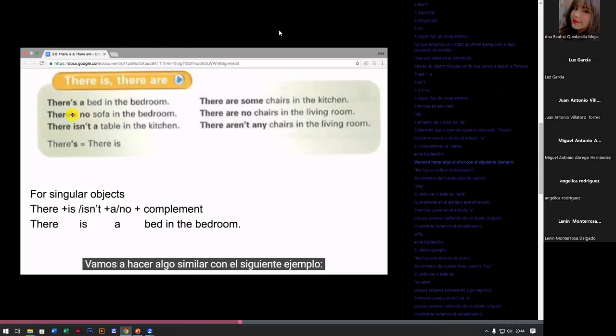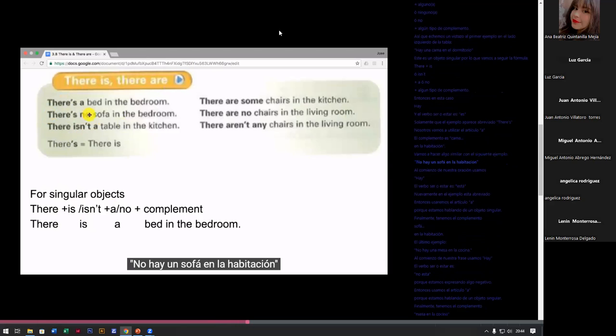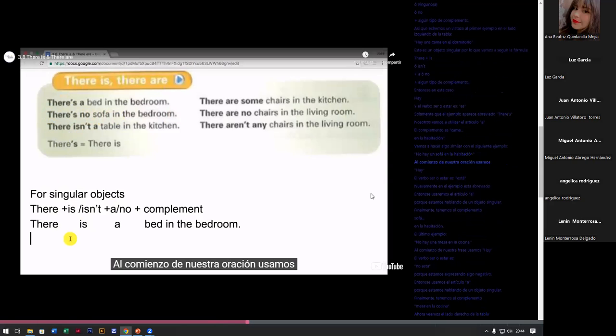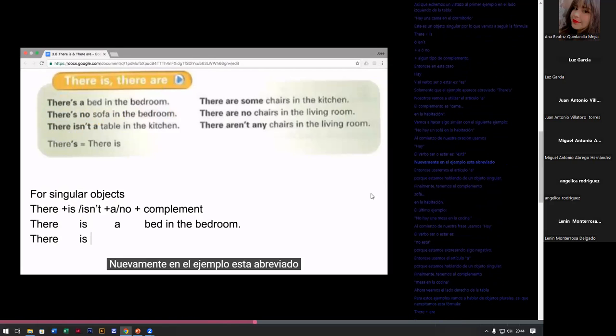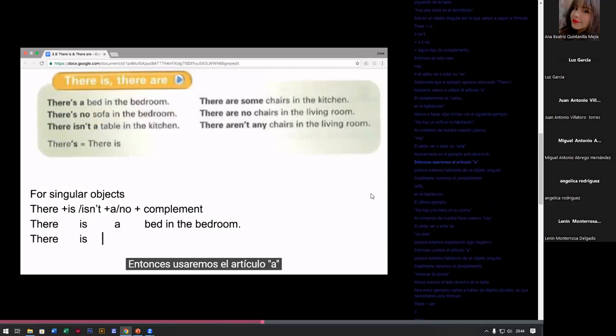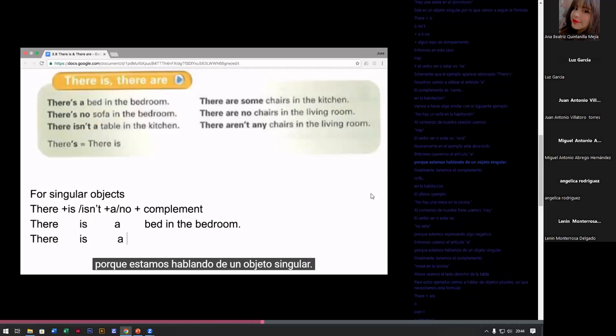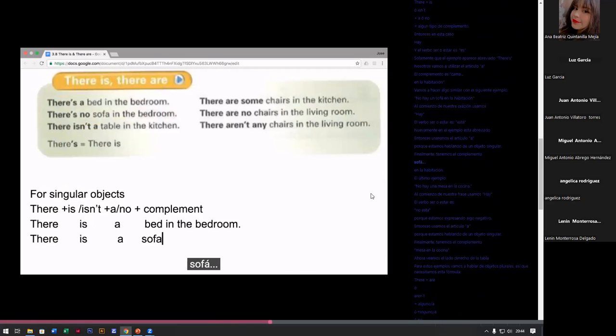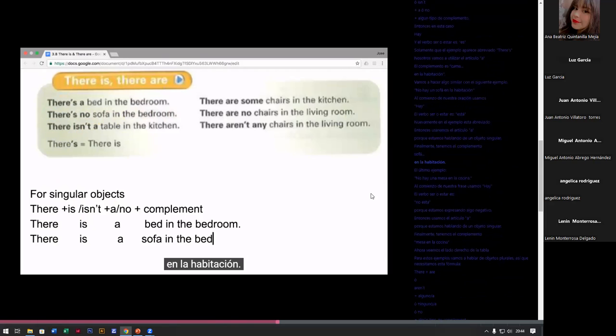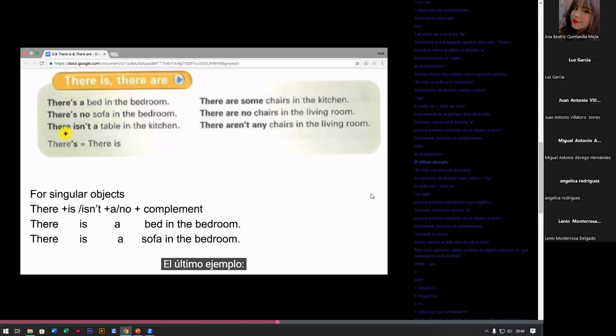We're going to do something similar with the next example. There's no sofa in the bedroom. At the beginning of our sentence, we have there. The verb to be is. Once again, in the example is is contracted. Then we will use the article a, because we're talking about a singular object. Finally, we have the complement. Sofa in the bedroom.